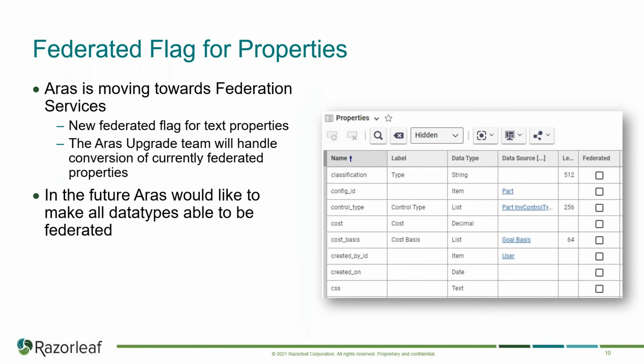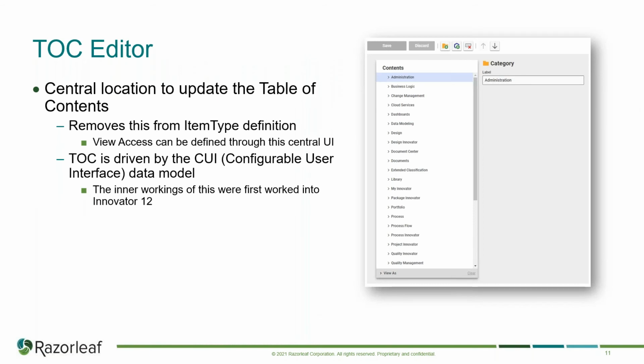Also here, Aras is really trying to move towards federation services, trying to make Aras more easily integratable with other things. So now there's a new federated flag for text properties, as you can see right here. The Aras upgrade team is going to handle conversion of all your currently federated properties, and they'll transition them to text properties with the federated flag checked. Also in the future, this is pretty important for integration as well. Aras is looking to make every data type able to be federated, just to make things easier so there's no conversion between systems.